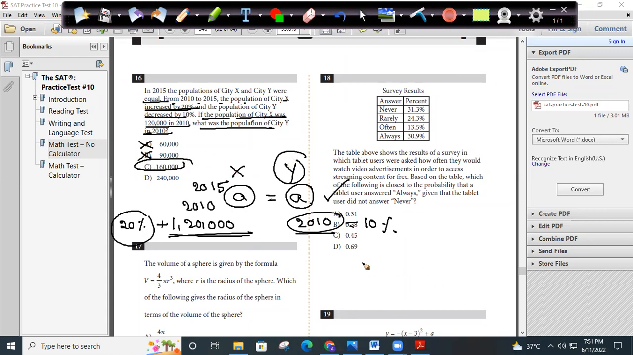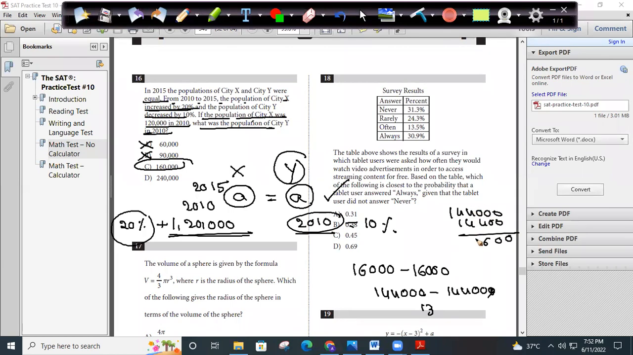If you assume this is the answer, 1,60,000, then 10% means minus 16,000, which gives 1,44,000. Then 1,44,000 minus 14,400 is 1,29,600, approximately 1,30,000. Again decreased by 10%, so minus 13,000 means 1,17,000.